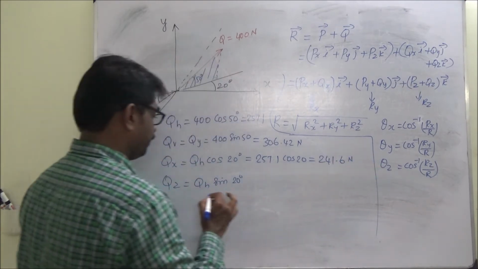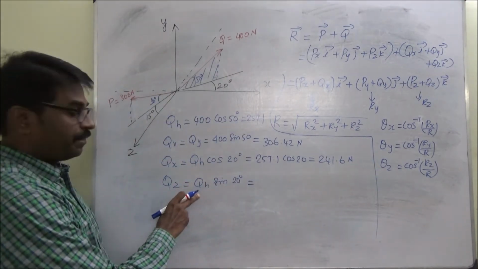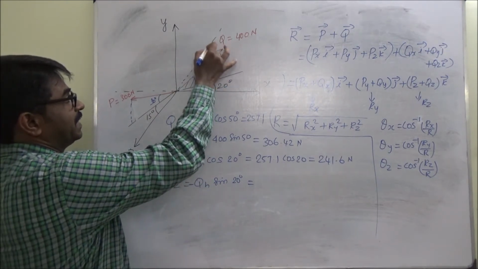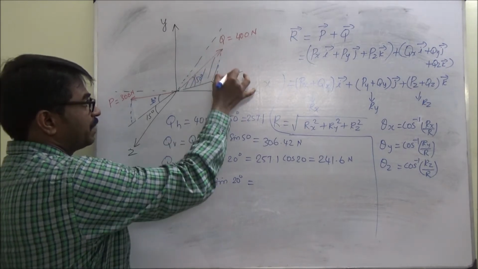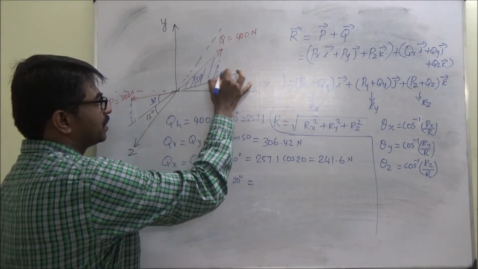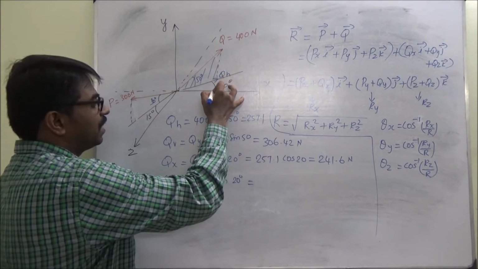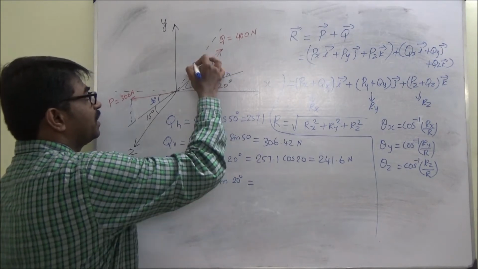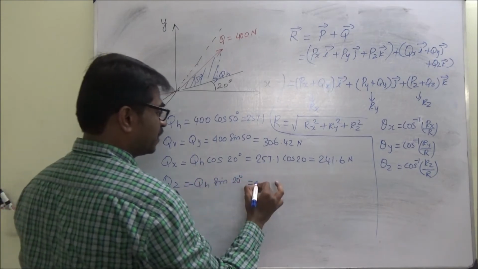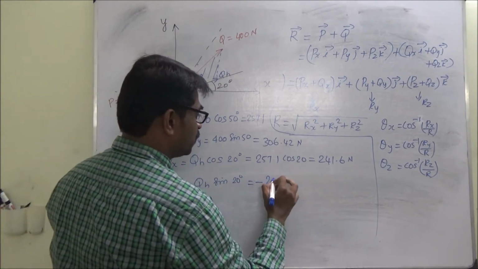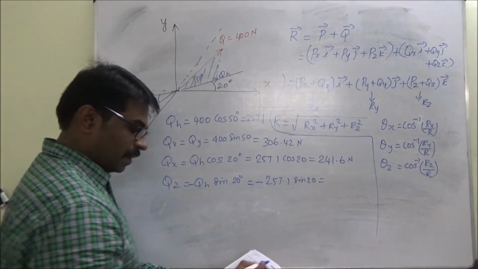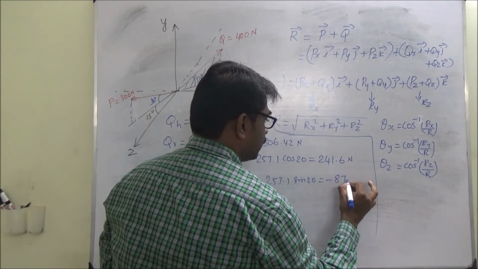So this happens to be 241.6 Newton. See, when you are representing this, you are taking the Z, it is coming down, this component QH will close theta, that is Qx, and when it is opening, it will come here, that is negative. So this negative you have to put. So negative 257.1 sin 20 equal to 87.93.